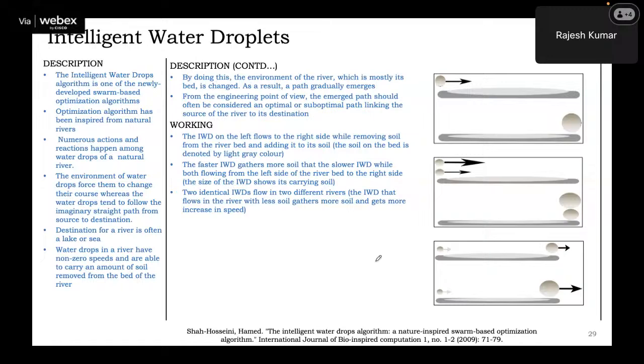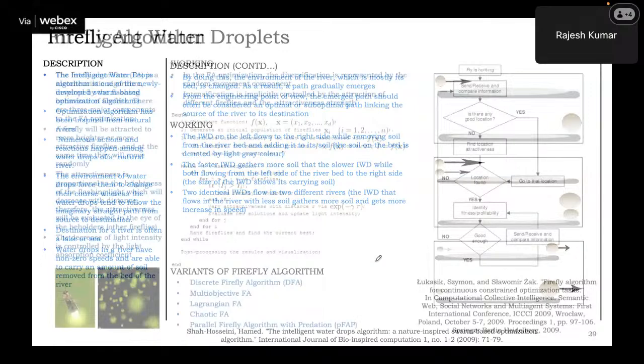So in hilly region we have more speed of the droplets, in plain region we have less speed, and this approach they have used. It is more like a path kind of a structure, a trajectory kind of algorithm. These policies they have used to work on getting new solutions or moving from one point to another point.